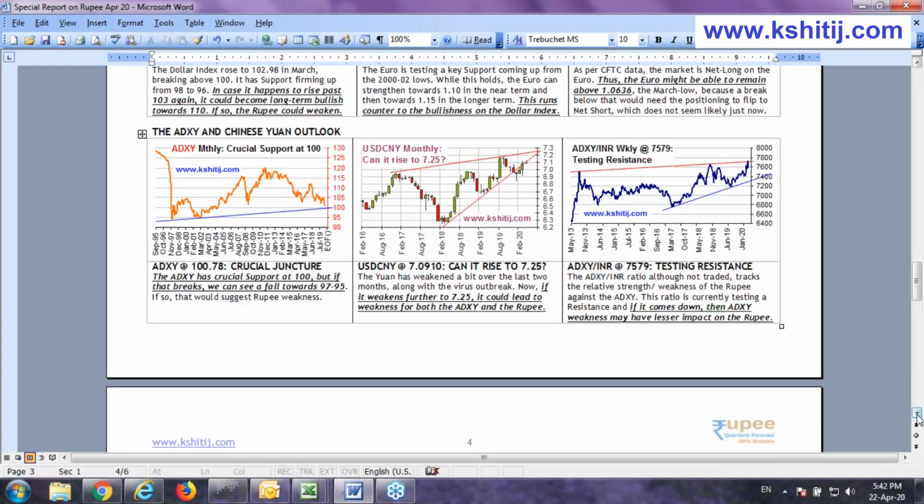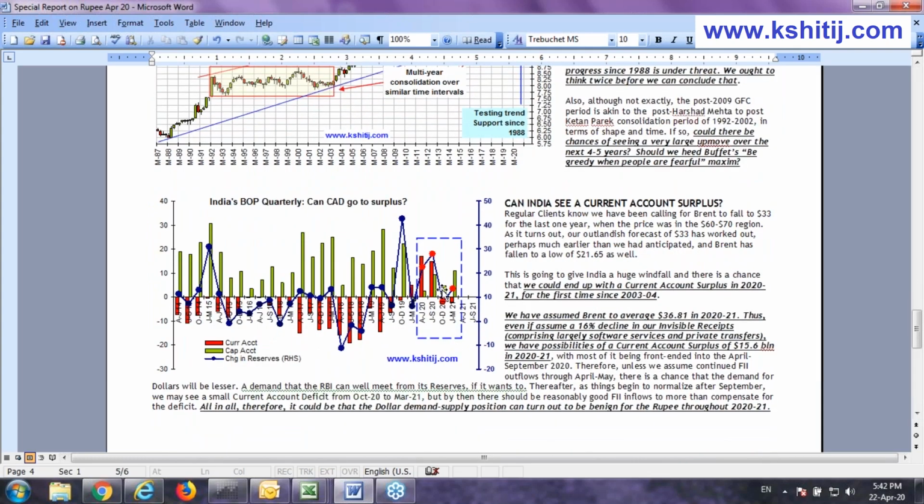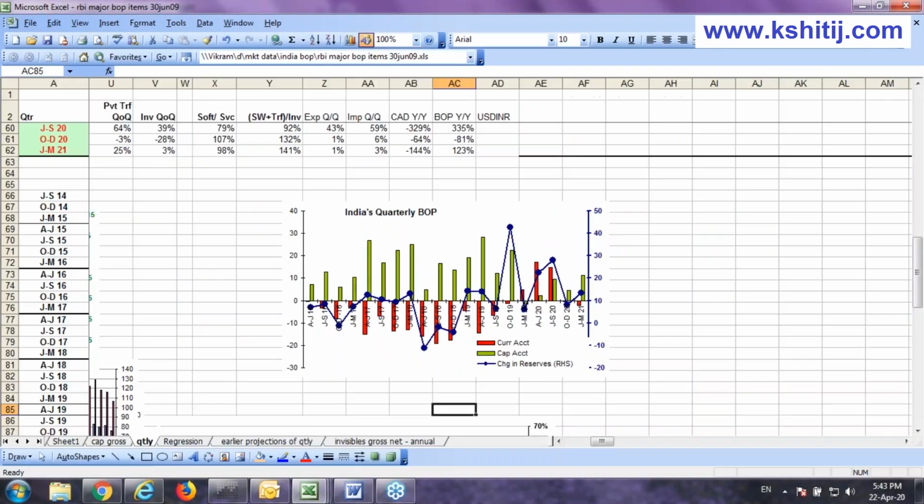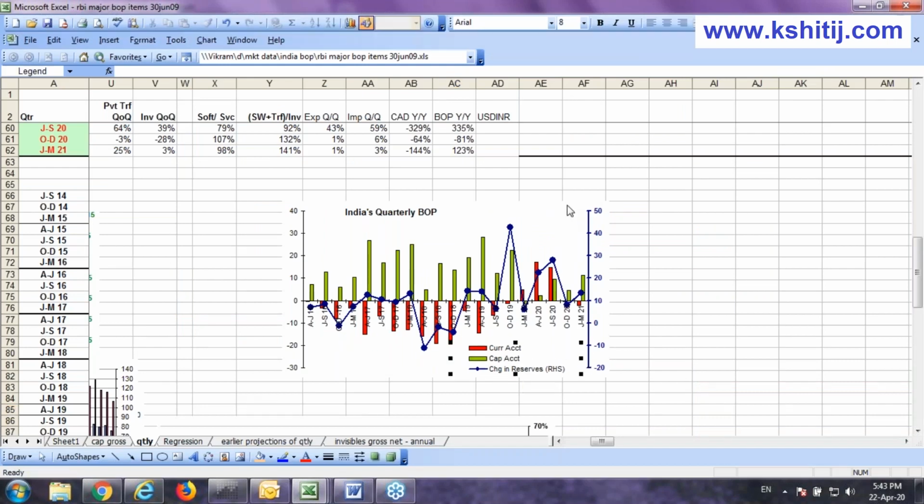Coming back to our April forecast, we had also examined the balance of payments for India on a quarterly basis, and we had said that there could be chances of the current account actually going into a surplus. So here, this portion is our projection, that we could have a surplus for the financial year 2021, and especially the first two quarters could see a surplus on the current account. Even if thereafter things become normal and there is a deficit, the current account deficit would be very nominal, largely because of the decline in crude.